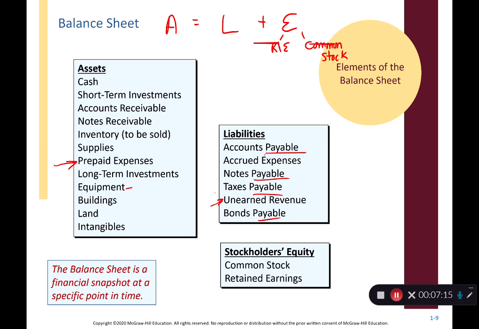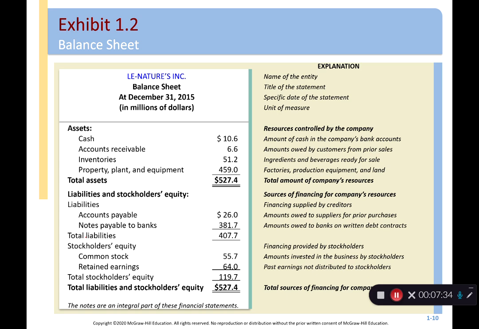And then, as I mentioned before, equity is made up of two components: common stock, which is the amount we receive from owners, and then retained earnings, which is the amount the business generates in profit and keeps. The balance sheet, remember, is the only statement that's a snapshot at a specific point in time. Here's an example of a balance sheet for Lee Natures Incorporated. And you can see that assets, 527.4, do in fact equal the liabilities and equity of the business. A balance sheet always has to balance, thus the name balance sheet.